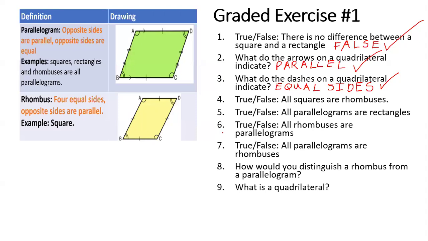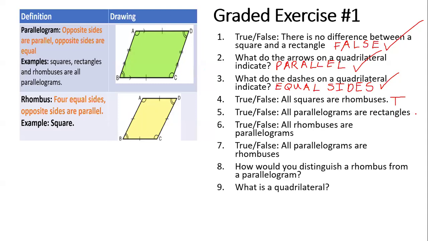Mr. Petit, can you go back to the first slide so I could take a screenshot real quick? I can. True or false? All squares are rhombuses. That is true. True or false? All parallelograms are rectangles. False. I put false.